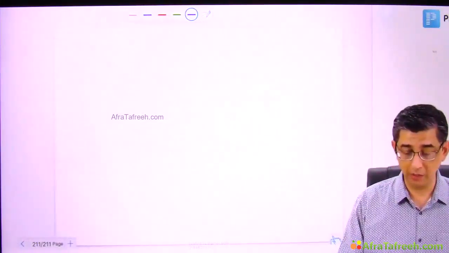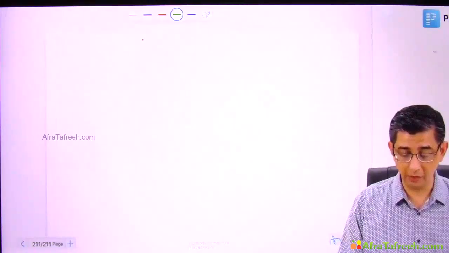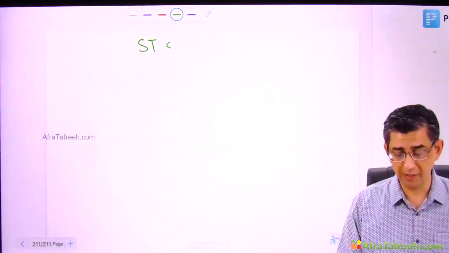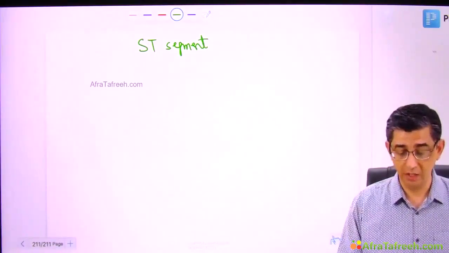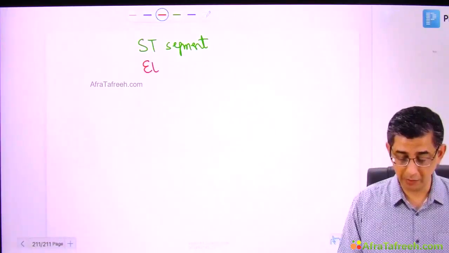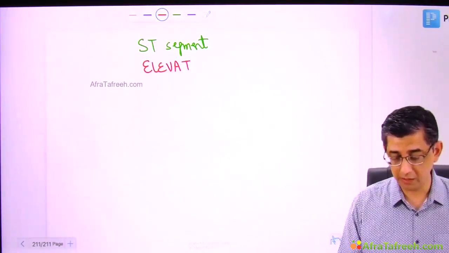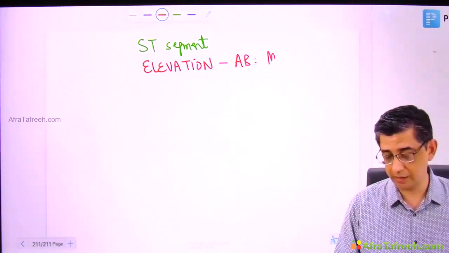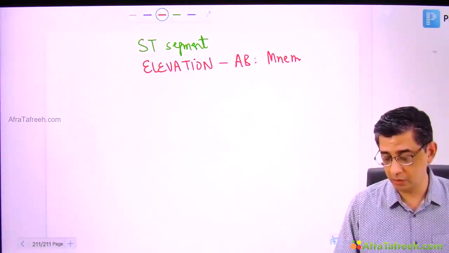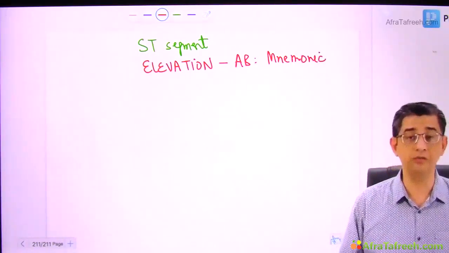Now we will talk about ST segment changes, a highly important component. And I usually find that people are able to remember this. Why? Because of the mnemonic that I will say, which is pretty straightforward. We're going to talk about ST elevation. The mnemonic is ELEVATION AB. Now let's expand this mnemonic, go into each and every point so that you are more comfortable in remembering this.